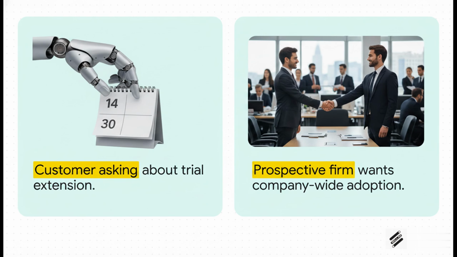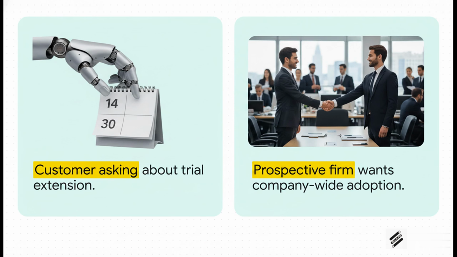A financial services firm asks if their 14-day trial can be bumped to 30 days so they can plan a company-wide rollout. The AI's totally shallow summary: customer asking about trial period extension. Once again, it treats it like a basic support request. But a human detective immediately flags that company-wide rollout phrase.